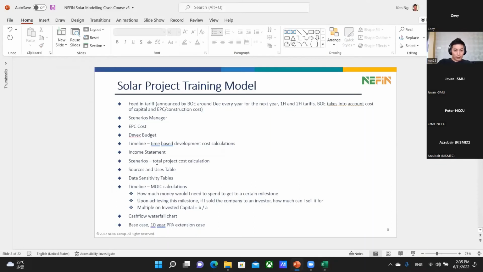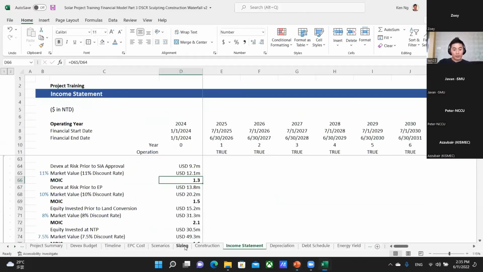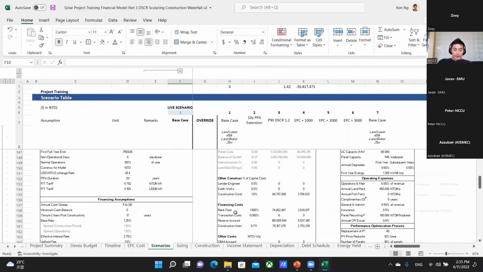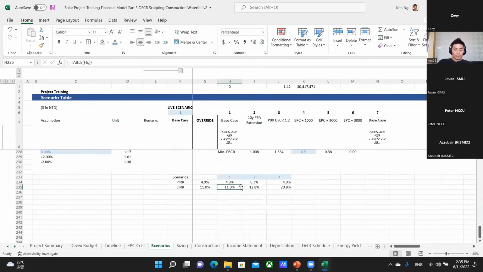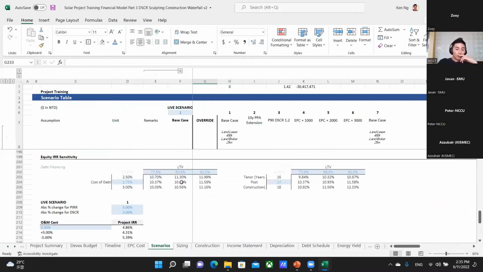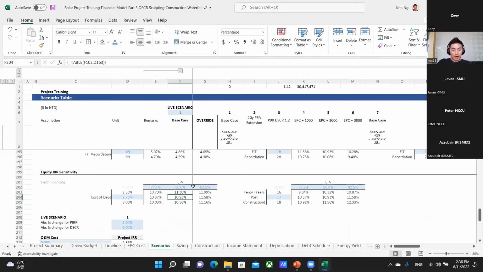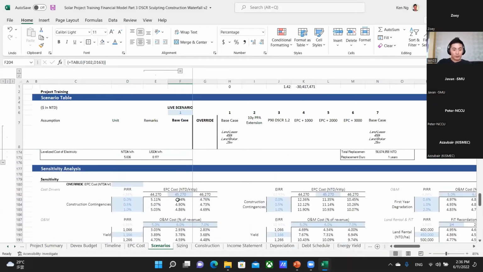Okay, so we talked about that. Let's talk about the data tables that I was referring to just now. The data tables basically simultaneously outputs the model output under different scenarios, right? So for example, if you increase your EPC costs, what happens to your returns, right? So, if your cost goes up, your returns should go down. So that's what this is showing.